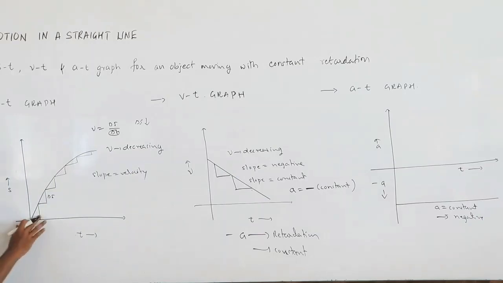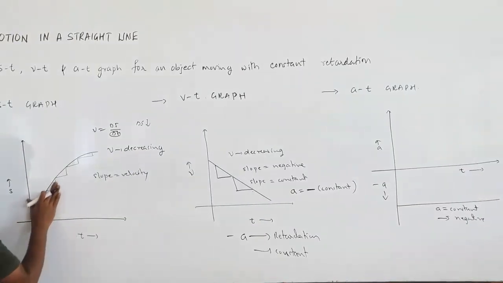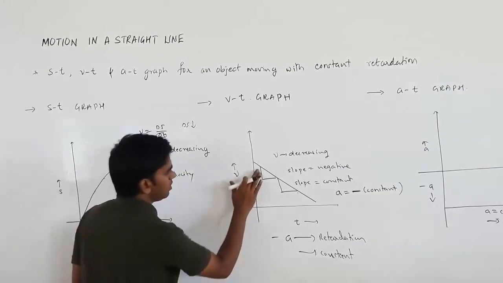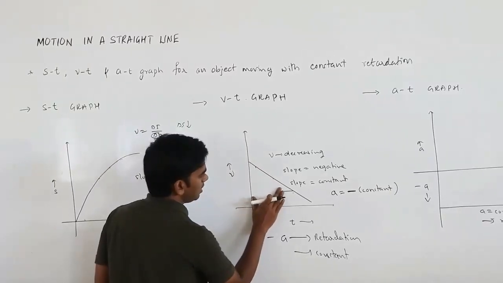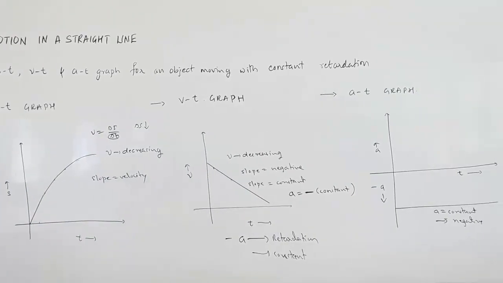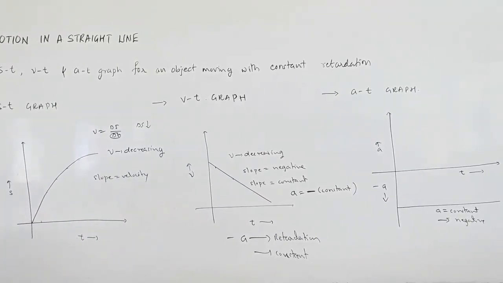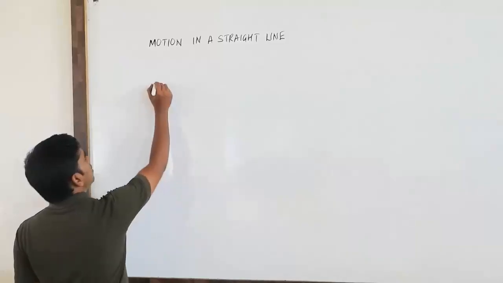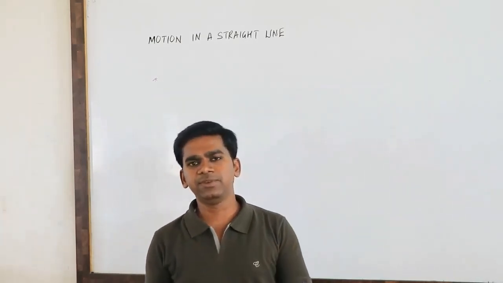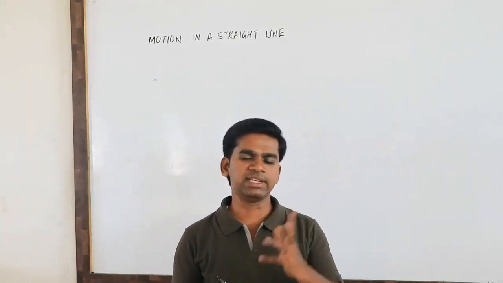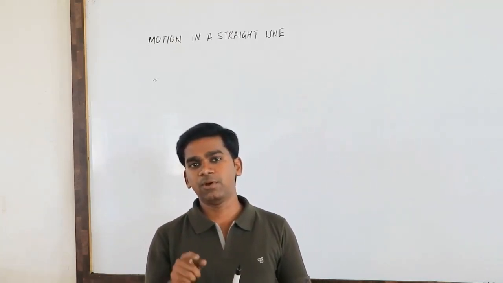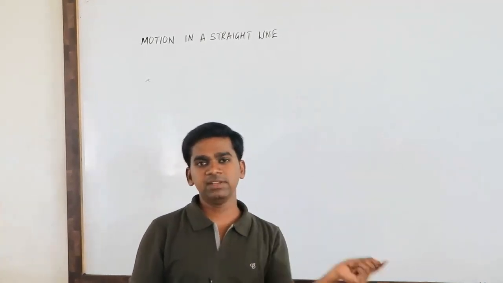Okay. So what is happening? Here your displacement goes on decreasing, and here velocity is decreasing. So these are the graphs for an object moving with constant retardation. So next, for a given state we are plotting different graphs. All three graphs are plotted. We can get velocity from the position time graph, but acceleration from the velocity time graph.